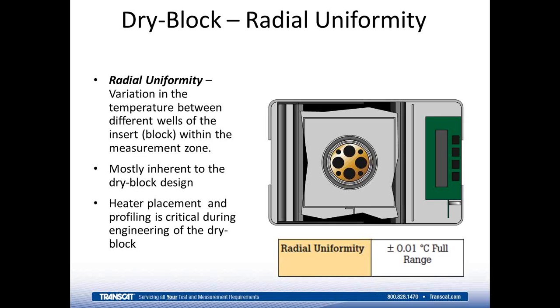Radial uniformity is another consideration. This is the variation between the different wells of the instrument. This is mostly inherent to the design of the instrument. We don't typically see a way to calibrate that. Heater placement and the profiling of that dry well's block is where this parameter comes from. We have an example here as well about what that parameter might look like. Radial uniformity in this case is 10 millikelvin or 0.01 degrees C across the full range. So when I'm putting two probes into this instrument and I'm comparing them to one another, I should be considering what the radial uniformity of the instrument is to determine the uncertainty of the work I'm doing.